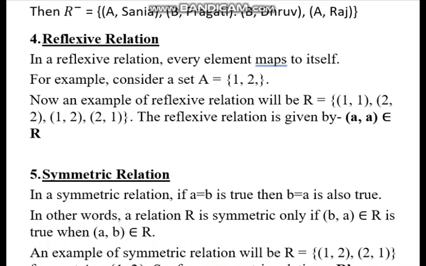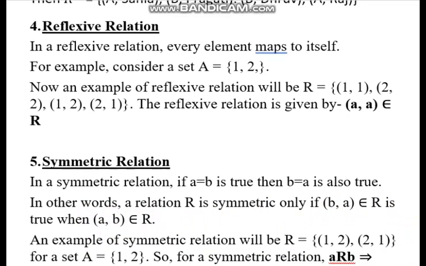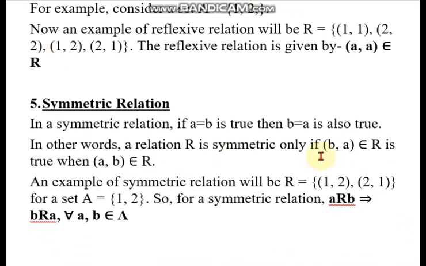Now, symmetric relation. Symmetric relation means if A equals B is true, then we know that B equals A is also true. In other words, a relation R is symmetric only if (B, A) belongs to R whenever (A, B) belongs to R. So if we consider any relation, for example, R has (1, 2), and R also contains (2, 1), then only we can say that R is a symmetric relation.